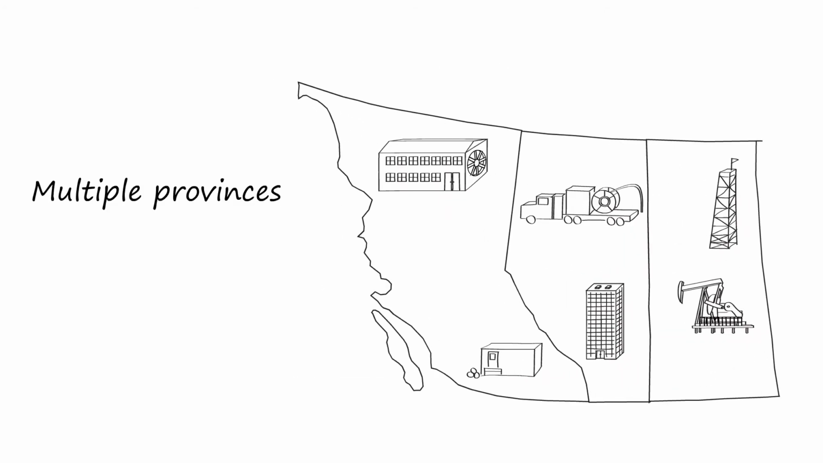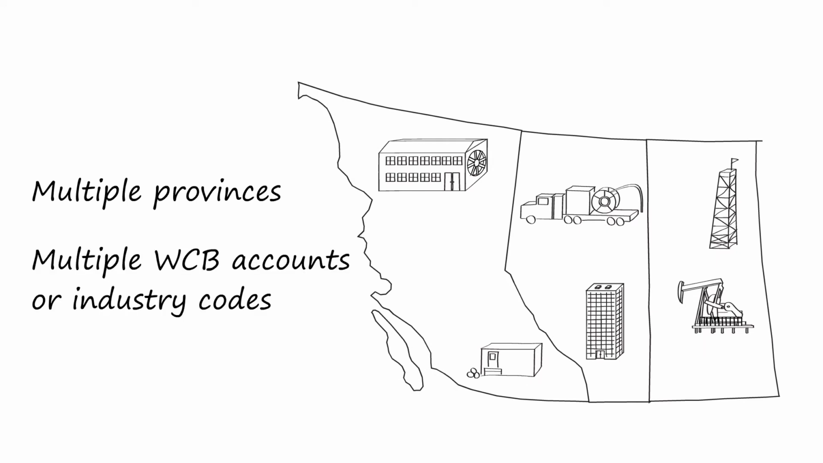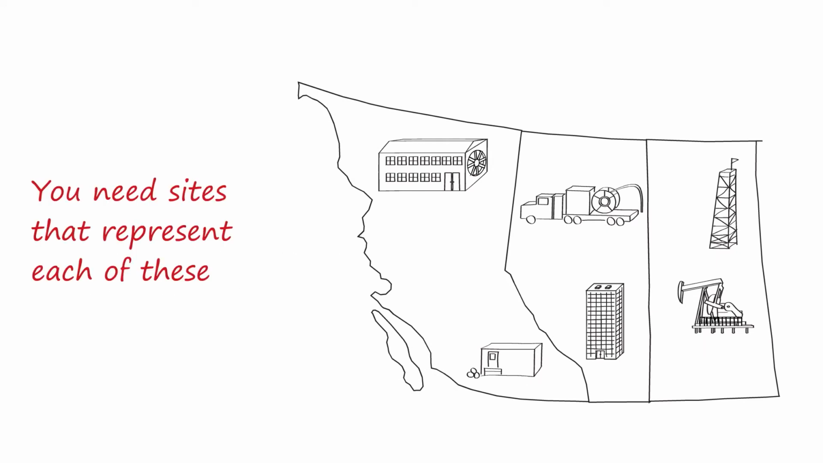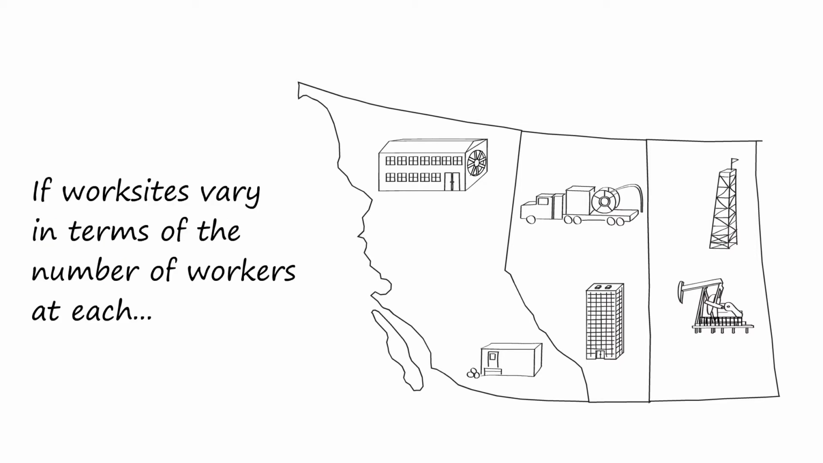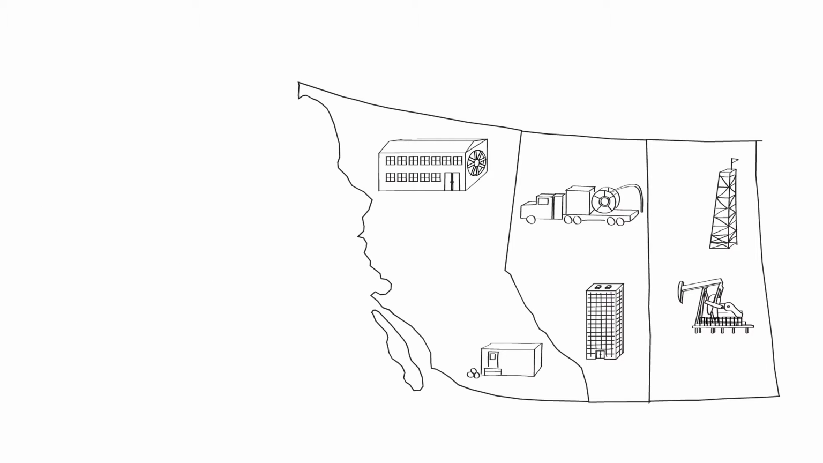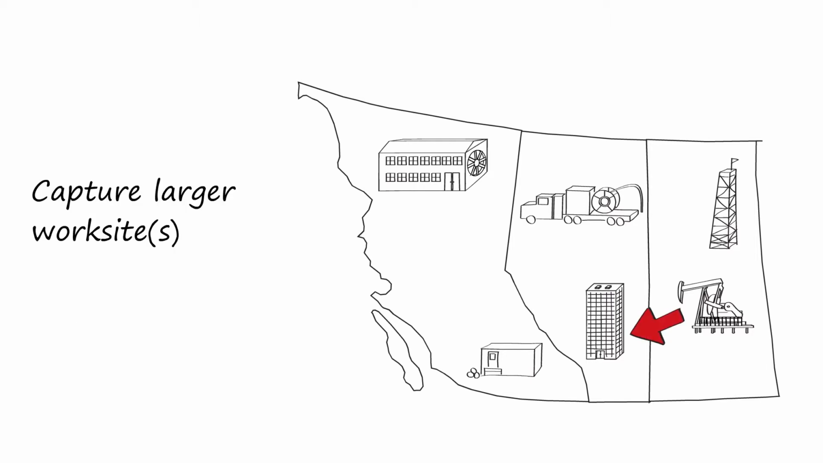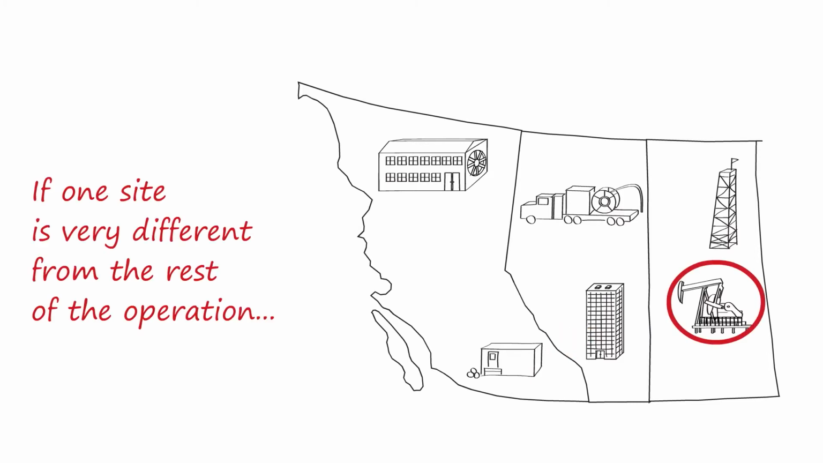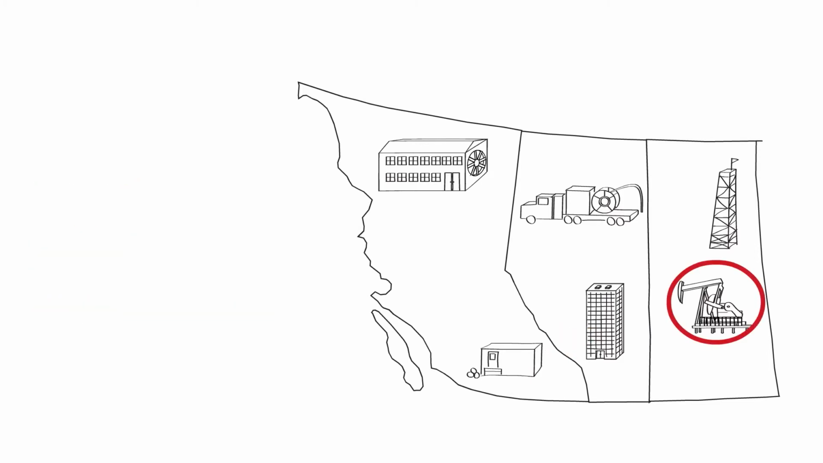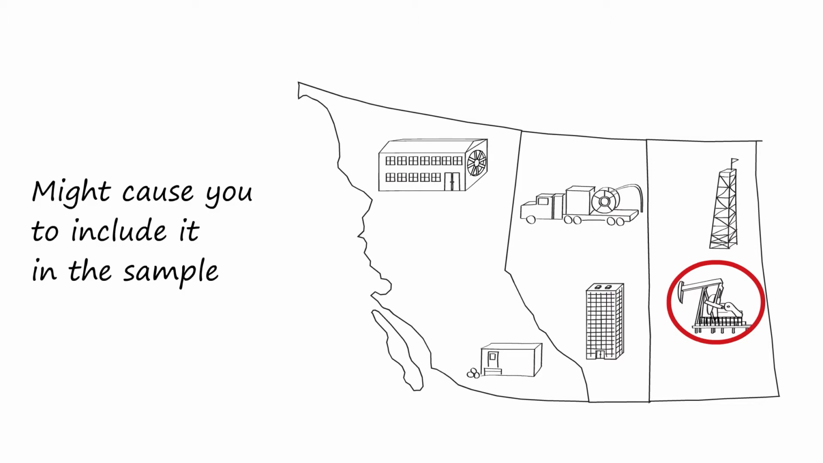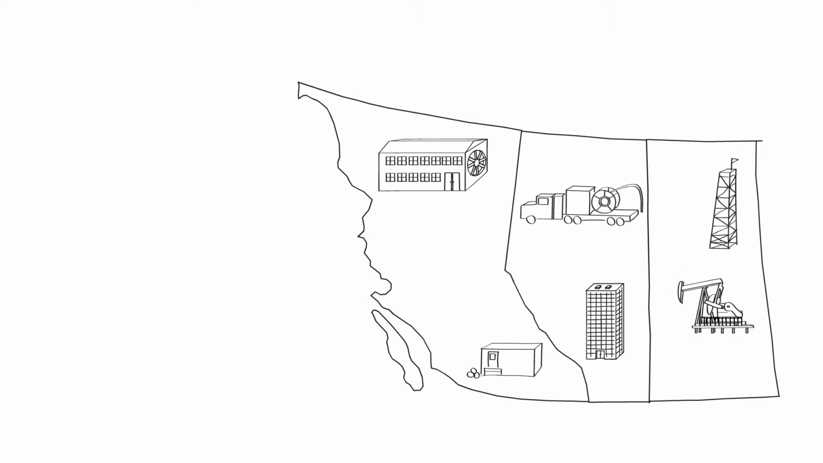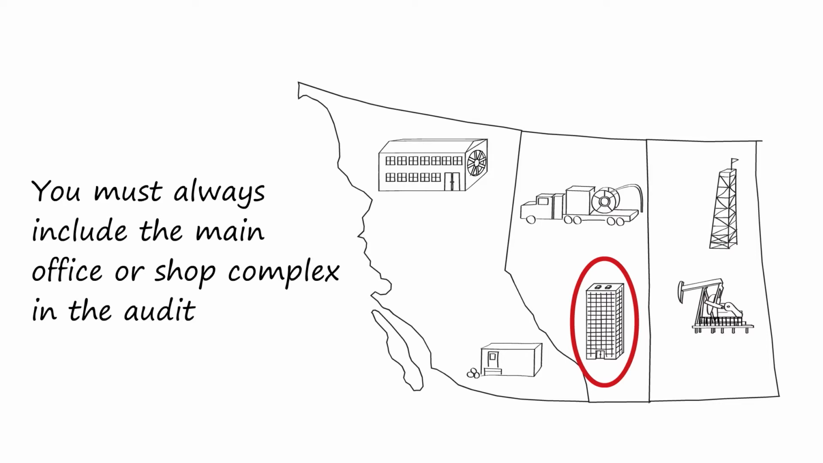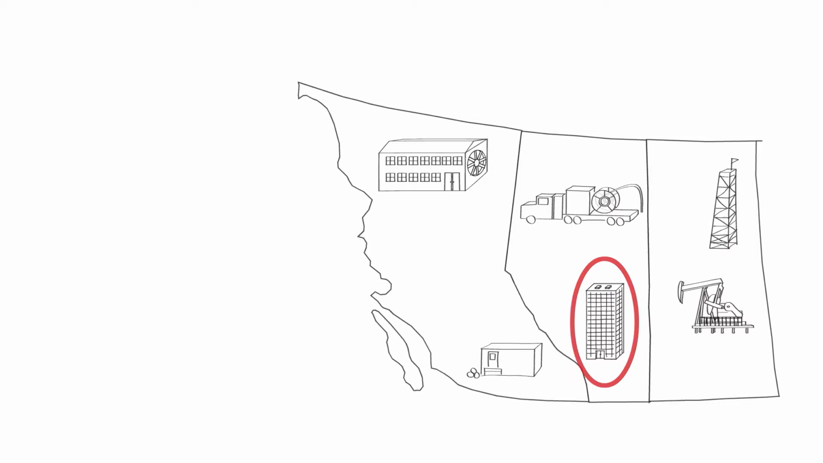If you are in multiple provinces or multiple WCB accounts or industry codes, you need sites that represent each of these. If the company work sites vary in terms of the number of workers at each, you'll need to capture both a larger work site or sites and smaller work sites in your audit. If one site is very different from the rest of the operation, that might also cause you to include it in the sample. And the standard says you must always include the main office or shop complex in the audit.